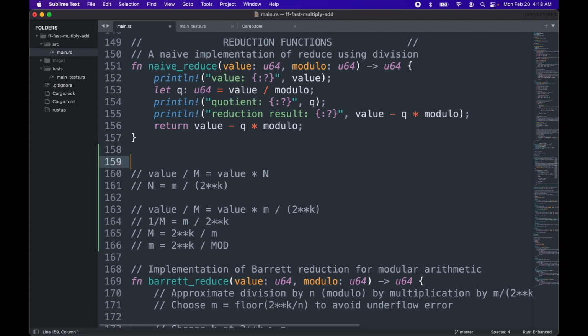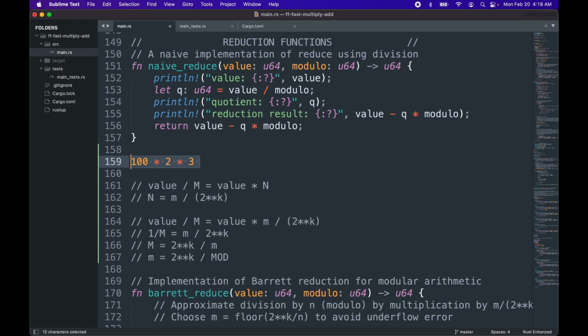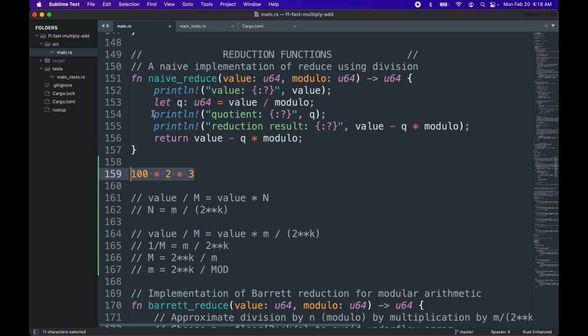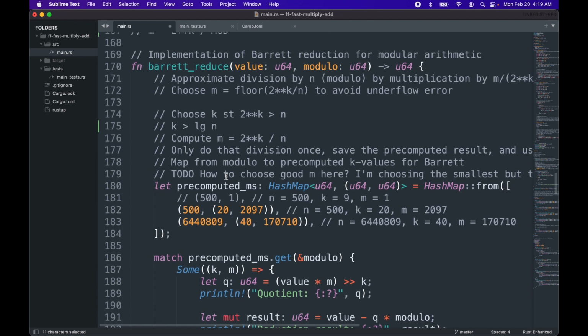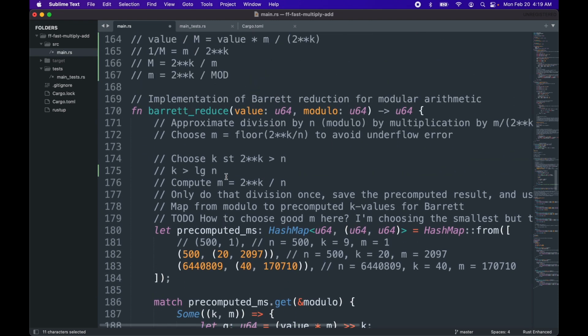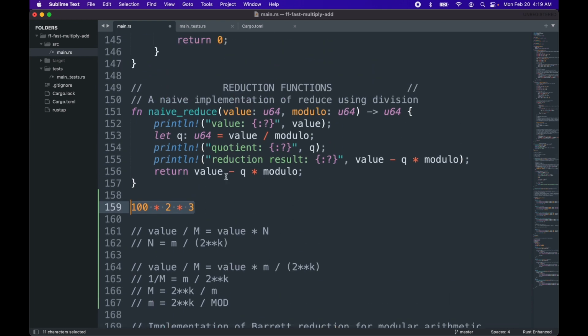So you have 100 times, 2 times, calling this 3 times, right? And it seems that naive goes faster than Barrett. Let's try to figure out why. Printing, I probably shouldn't be printing.